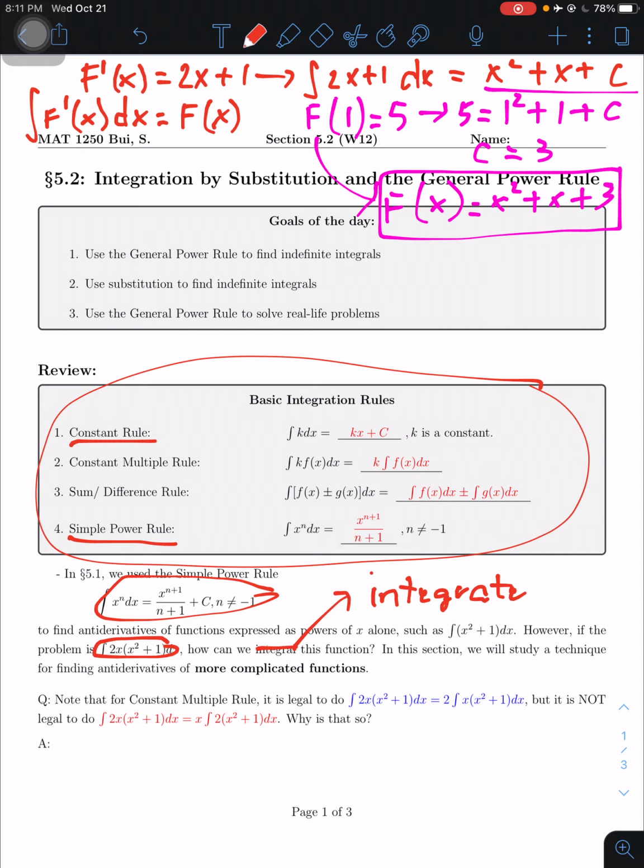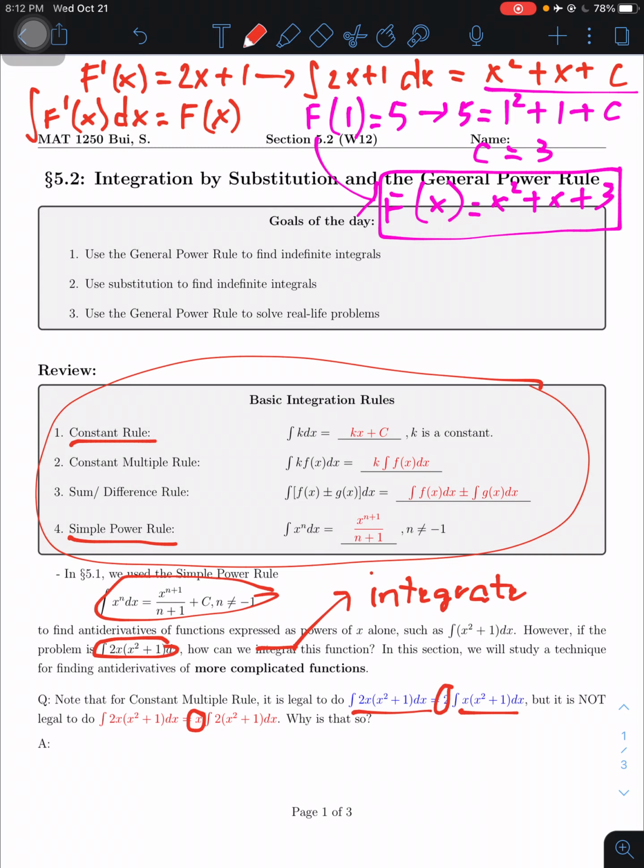In this section, we will study a technique for finding antiderivatives of more complicated functions. And really soon, you will see u substitution, which is just a spoiler. But as a warm up, know that with the constant multiple rule, it is legal to pull out a 2, and then we just have the rest of the function inside the integral. But it is not legal to do this. We can pull out a 2 because it's a constant, but we cannot pull out the x because x is not a constant.